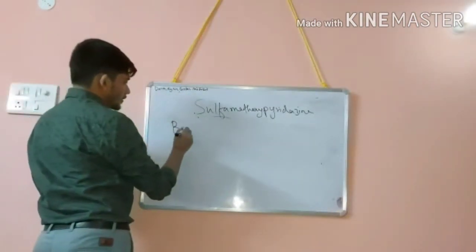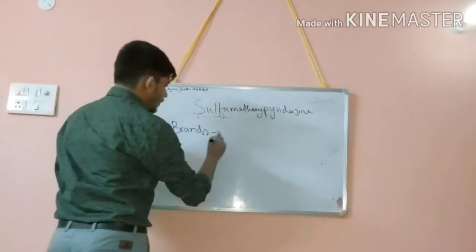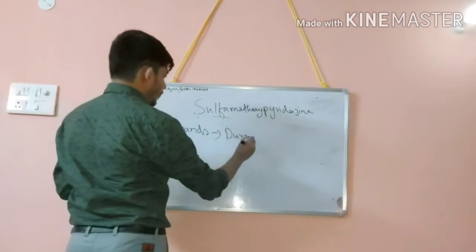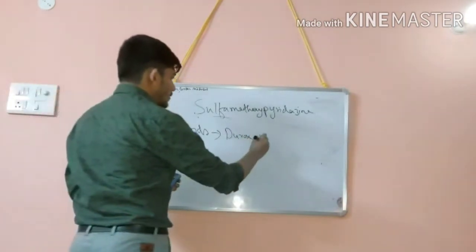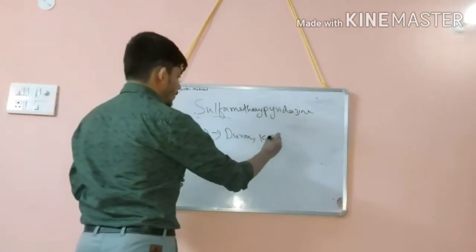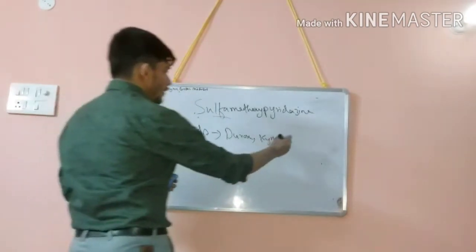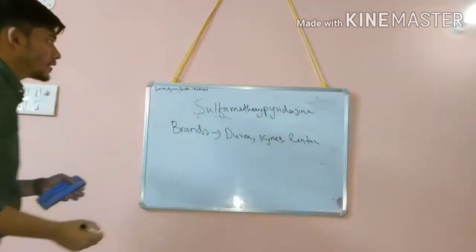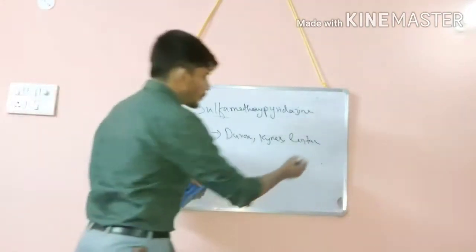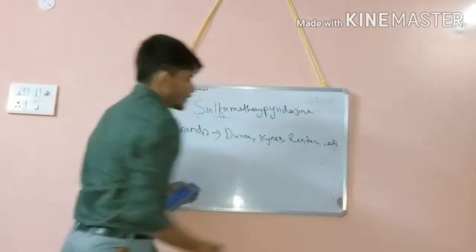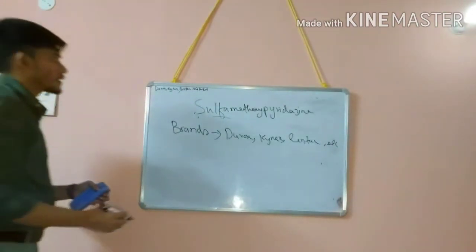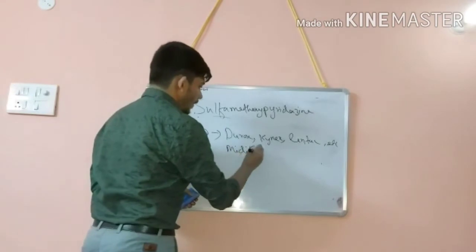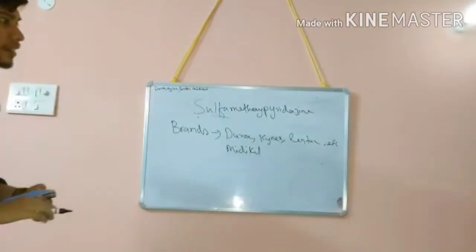So next we will see the brands. So many brands are there. Some brands like Digrox, then Kinex, then Lentec. These are the available brands. You can search more in the book and internet also. One more is there, Medical. So these are the available brands.